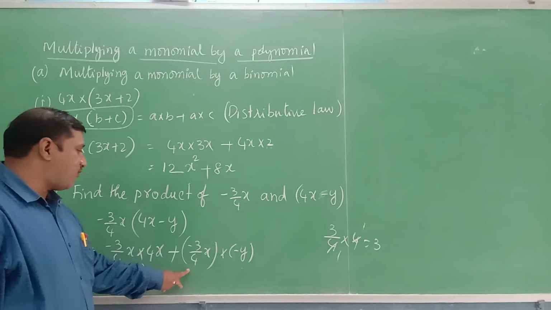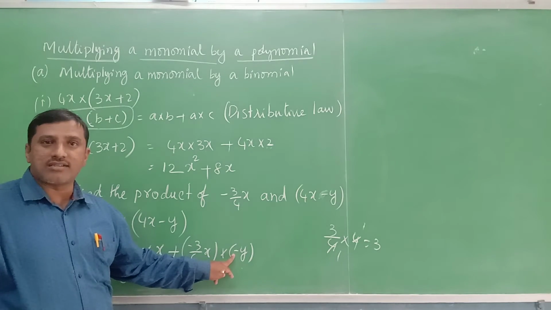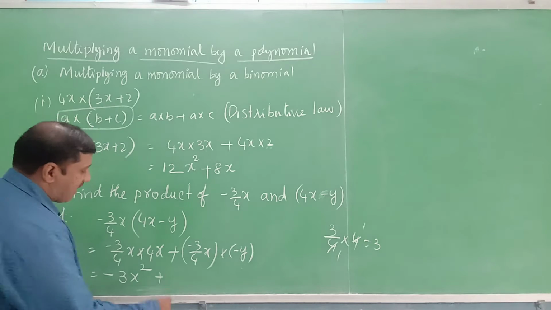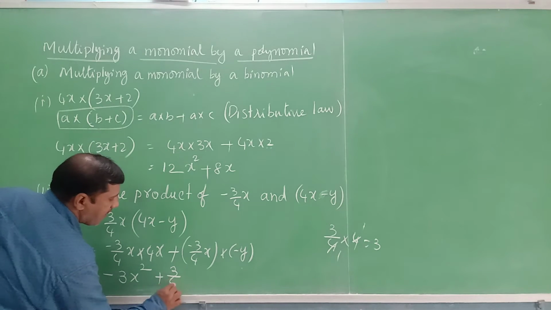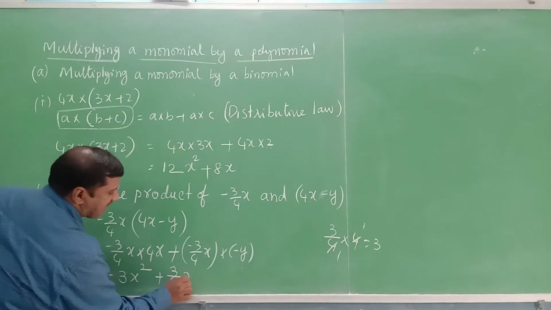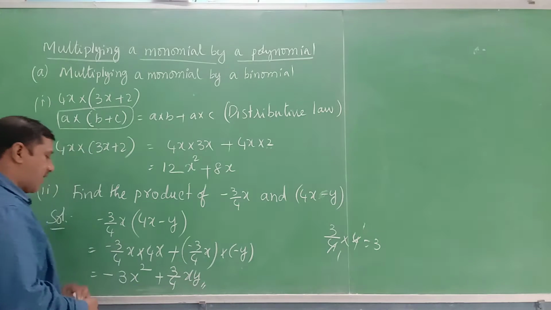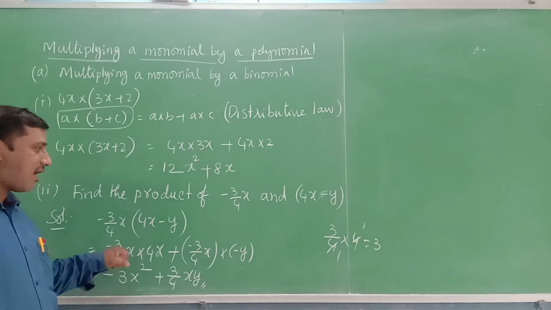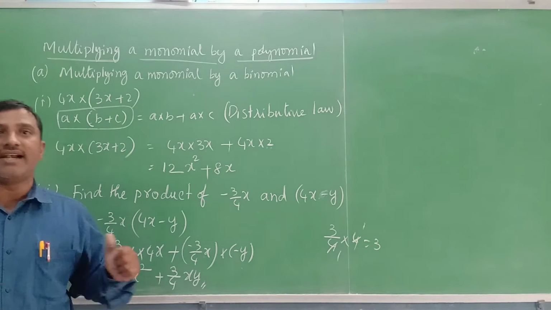Now minus 3 by 4 into here, there is no constant, means it is 1. That is 3 by 4. 3 by 4 into 1, it is 3 by 4. Now x into y, it is xy. Now in the product, minus 3x square plus 3 by 4xy, both are unlike terms and we cannot add them.